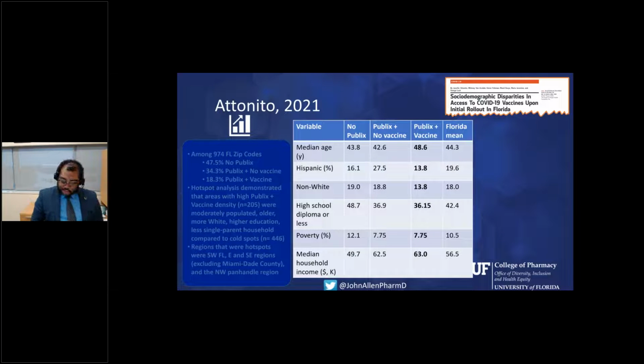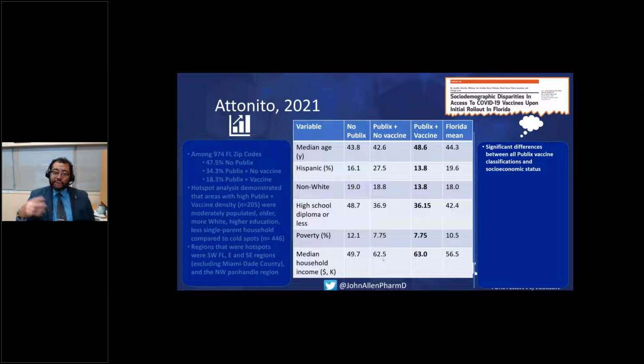Additionally, when you look at some of the factors here, you can see there was a statistically significant difference in age, and this is some of the data that we present. I just highlighted that those areas tended to be less non-white, more educated, with lower rates of poverty and higher median household income, as compared to areas that didn't have a Publix or those that had a Publix but weren't offering the vaccine. So again, there were significant differences between Publix vaccination classifications and socioeconomic status.